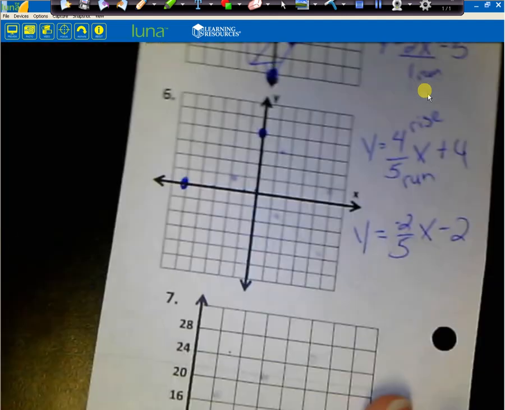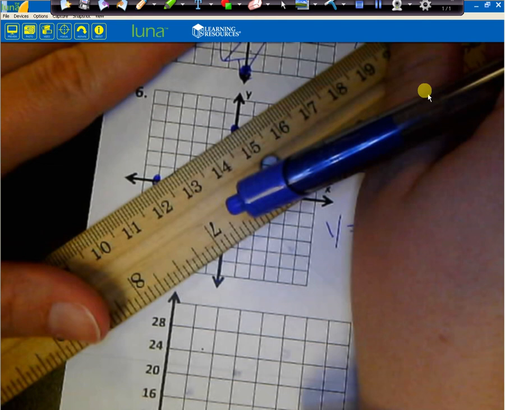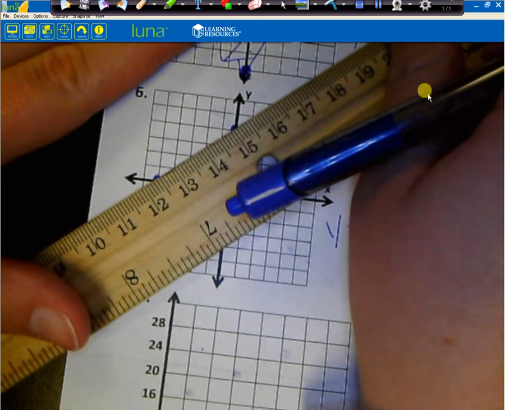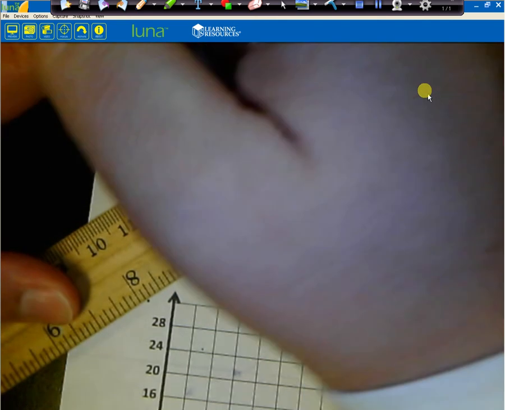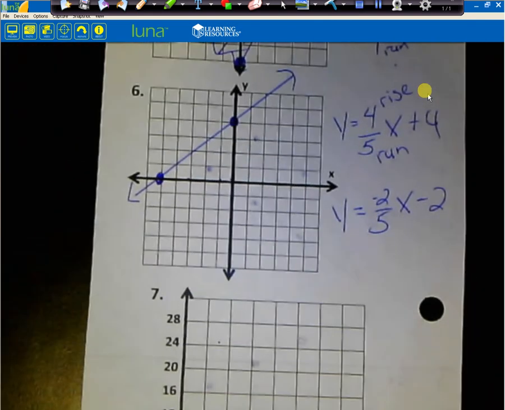And with this graph, I'm only going to have room enough for 2 of those points, so I'm going to go ahead and draw that line. Again, go ahead and put arrows on both ends of that line after you get it drawn. Now I'm going to graph the second one.